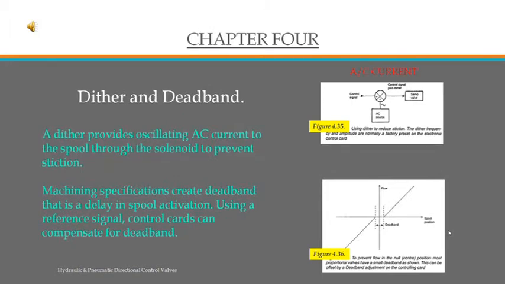Dither and deadband. Stiction occurs when a control valve sits idle for an extended period of time. To control this, a dither provides oscillating AC current, keeping the control valve free. Deadband is inherent to control valves. It is caused by the landing on the spool.